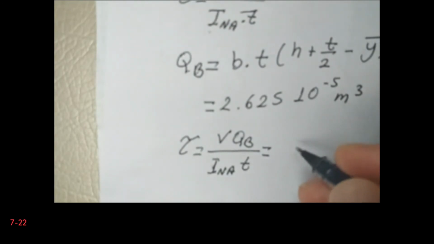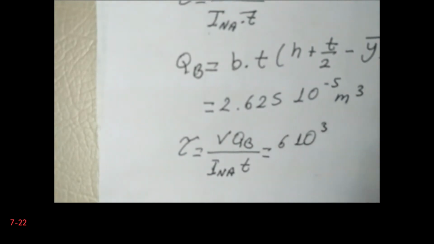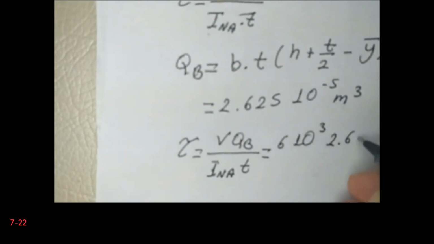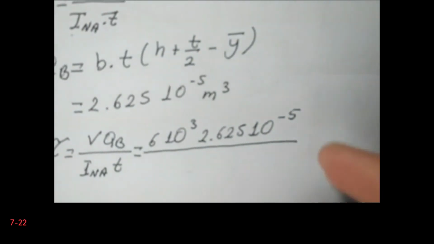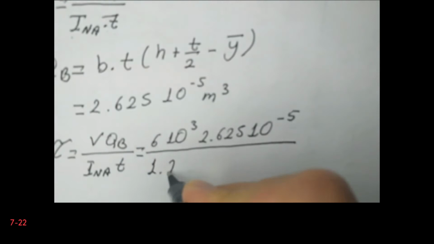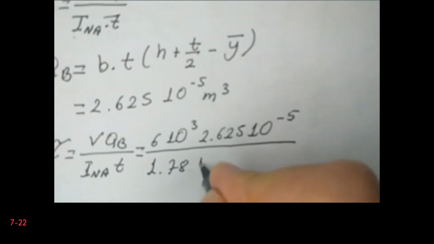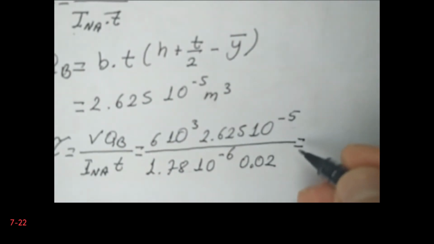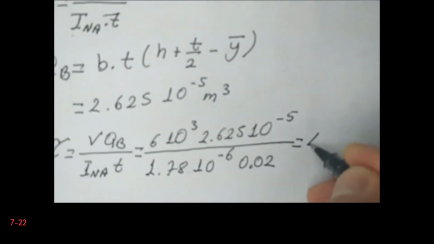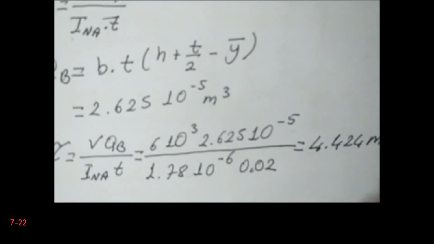So V at this point is 6 kilonewtons. It is 6 × 10 to the power 3. QB is 2.625 × 10 to the power minus 5. Bending moment of inertia is 1.78 × 10 to the power minus 6, and thickness is 0.02. And in fact, what you are going to get is 4.424 megapascals as a result.